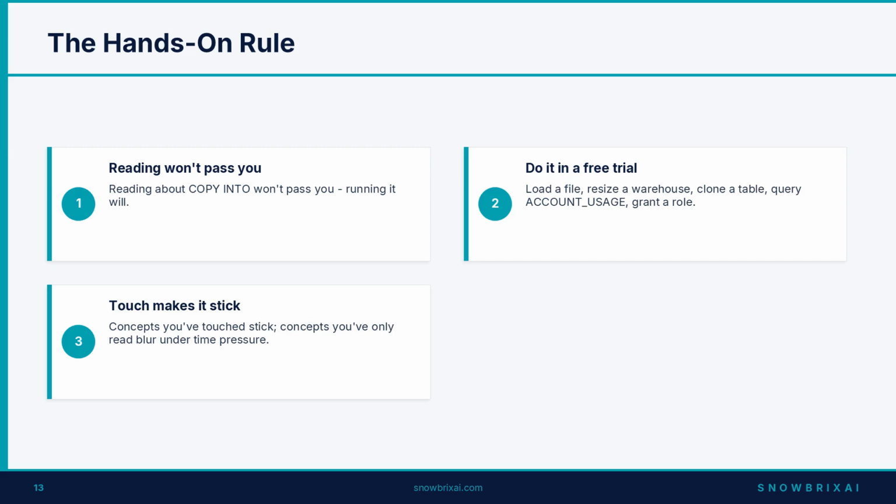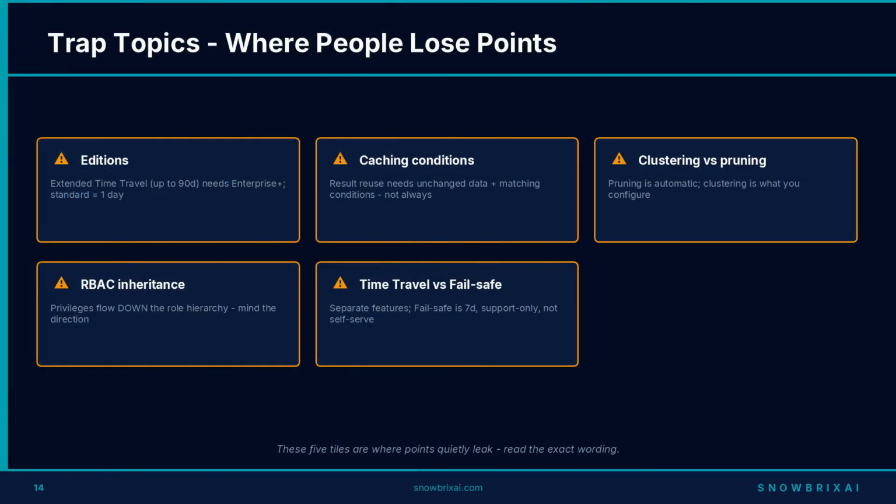Here is why this works. Concepts you have touched with your own hand stick. Concepts you have only read about blur the moment a timed question puts you under pressure. Touch every concept once. Now let us talk about the trap topics, the exact places people lose points.